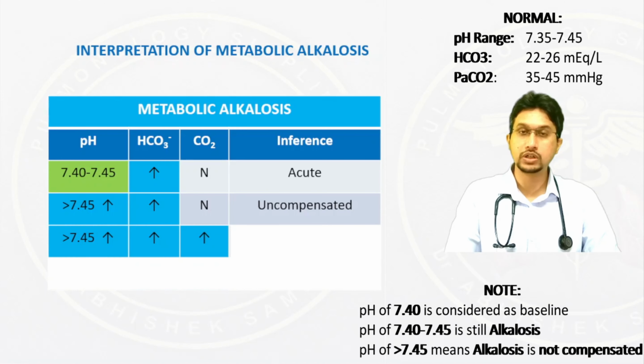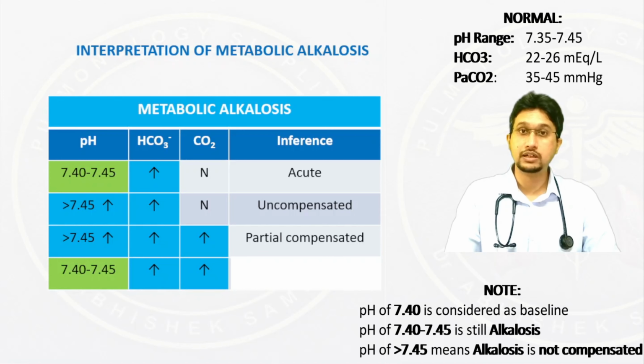Let us have a look at the third scenario. Now we see that the pH is more than 7.45. The HCO3, the bicarbonate, is also elevated and the carbon dioxide is also elevated. It means that the carbon dioxide is compensating for the alkalosis. So here it is trying to go for respiratory acidosis to compensate for the metabolic alkalosis. But the pH has not yet come to the normal limit, so it is partially compensated.